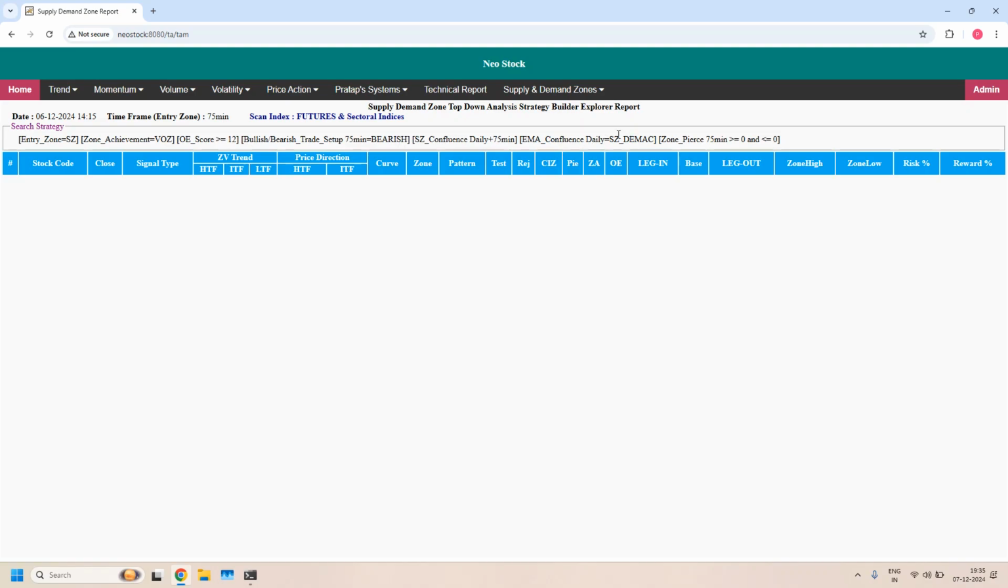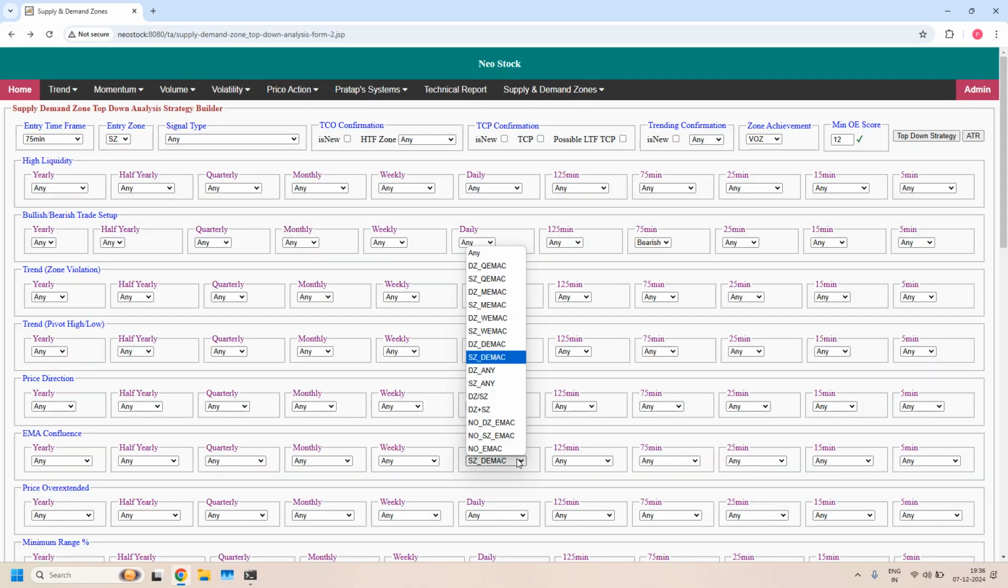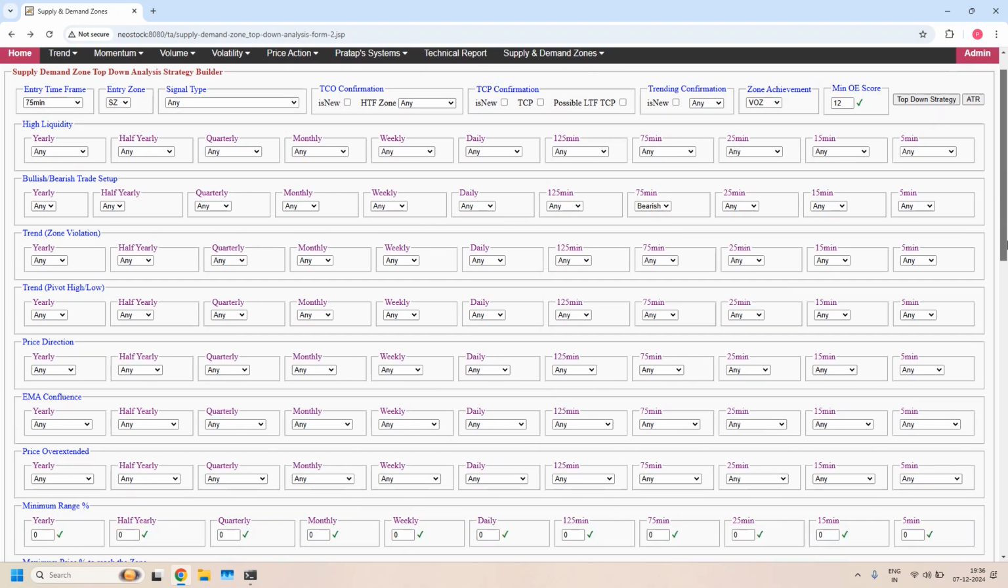The EMA confluence daily supply zone with daily EMA confluence is not supported. Okay, fine, no issues. Let's remove this EMA confluence. Now let's look for LTF, ITF, HTF supply zone confluence.